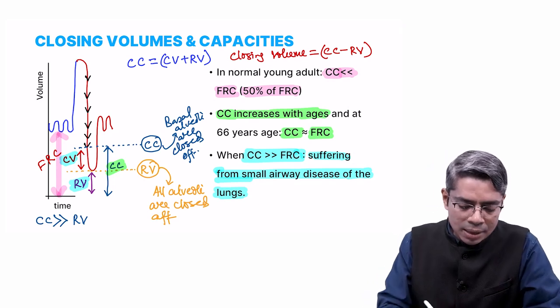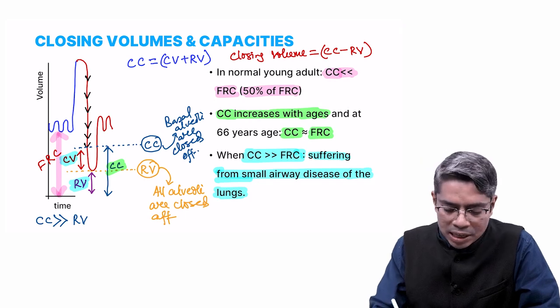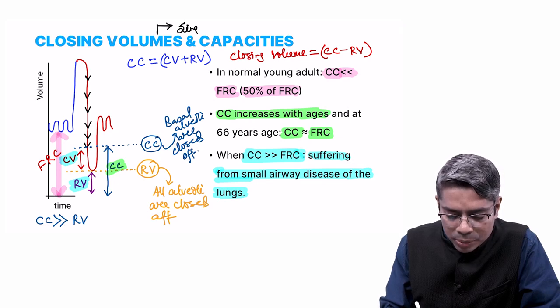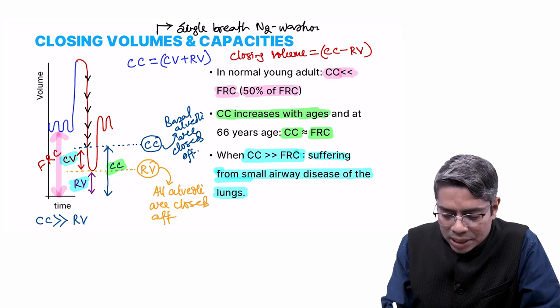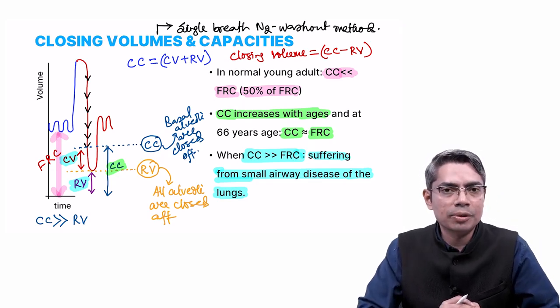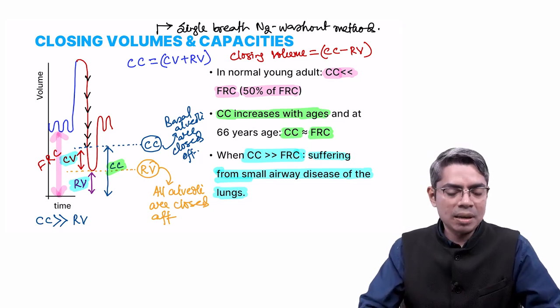I told you already that closing capacity and closing volume cannot be measured with the help of a spirometer. The answer is no. So how are we going to measure this? By the single breath nitrogen washout method. The single breath nitrogen washout method is the method by which we can measure the closing capacity and closing volume. So this is all about the static lung volumes and capacities.